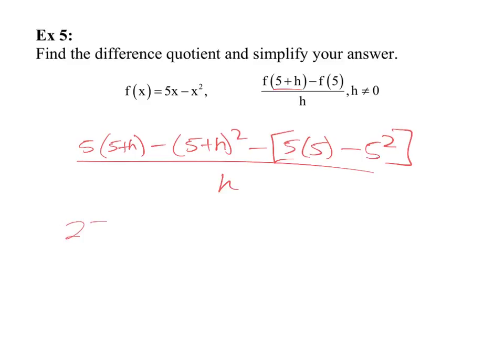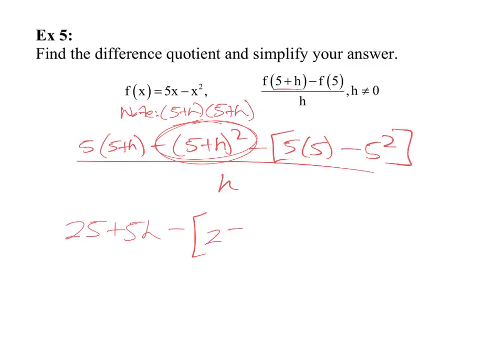All right, now simplifying everything, I have 25 plus 5h. On the top here, I'm going to have to FOIL. And since I'm doing that, I'm going to put it all in brackets. I'm going to do 5 plus h times 5 plus h. That's just a little note on top there. That's what I'm doing when I'm squaring this binomial. All right, so I'm going to have 25 plus 5h plus 5h plus h squared, and then minus 25 minus 25 all over h.